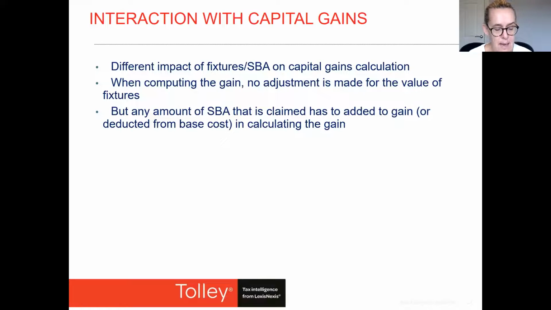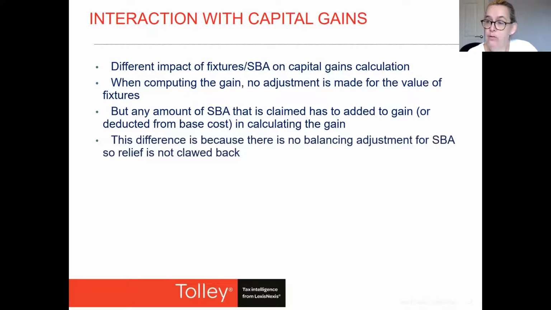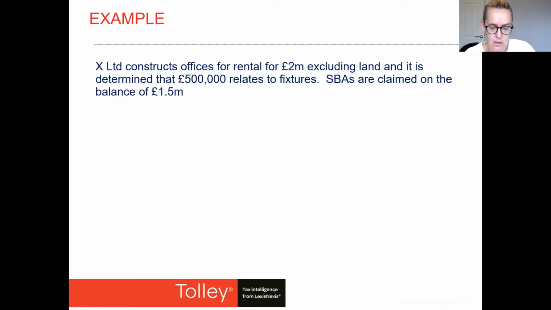If you are talking about any structures and buildings allowance that has been claimed, then you have to adjust the gain for the amount that has been claimed. So you either add it to the gain or you deduct it from the base cost in calculating the gain. Now, of course, that is because, as I've already said, the difference between the fixtures provisions and the SBA provisions is that the SBAs are not going to be clawed back if you sell the property. So we do have to see an adjustment through the capital gains computation.